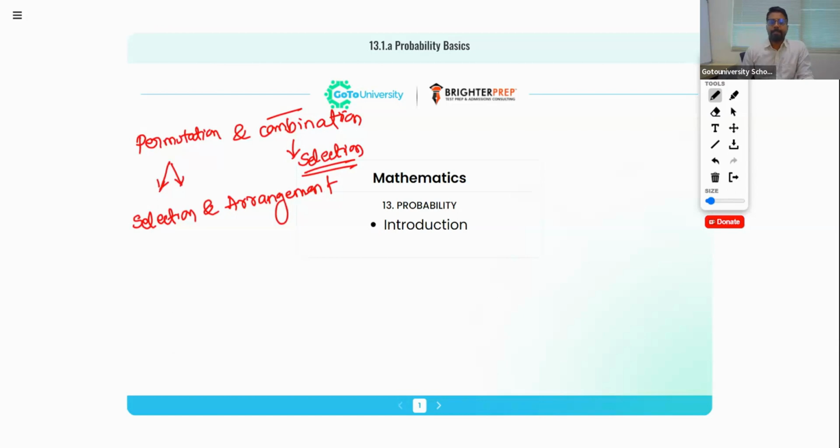Let me give an example. Assume there is a classroom which has four chairs, and outside the classroom there are 10 students waiting outside the classroom. Now there are four chairs. How many ways can I seat these 10 students in the four chairs? Obviously, practically speaking, only one person can sit in a chair. That means all the 10 students cannot be accommodated in the four chairs together.